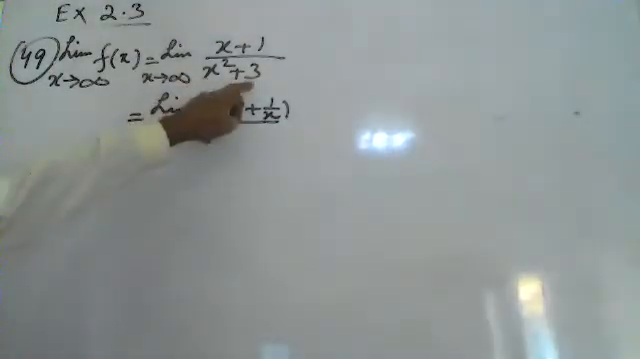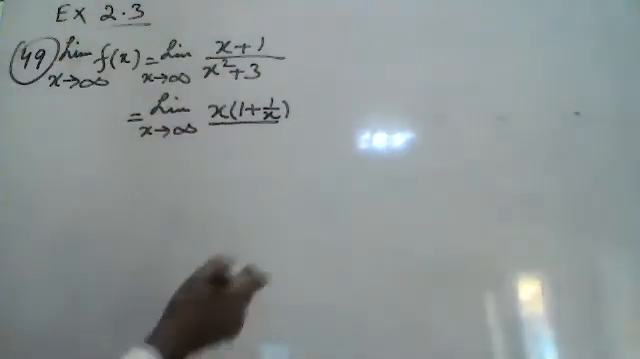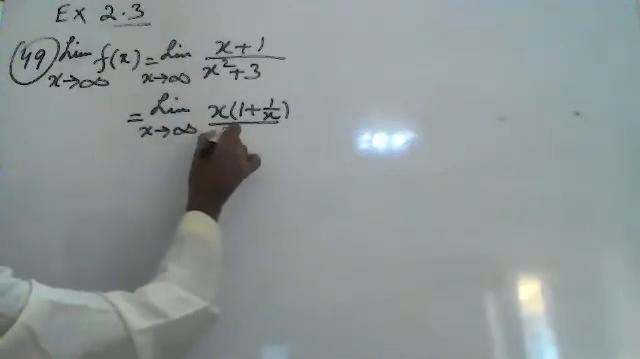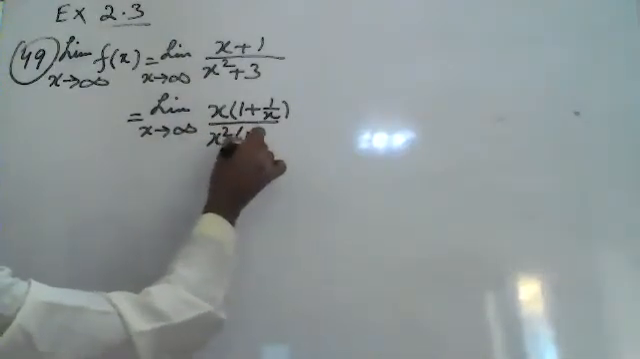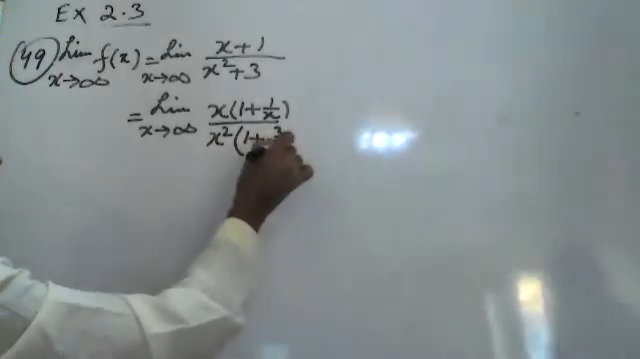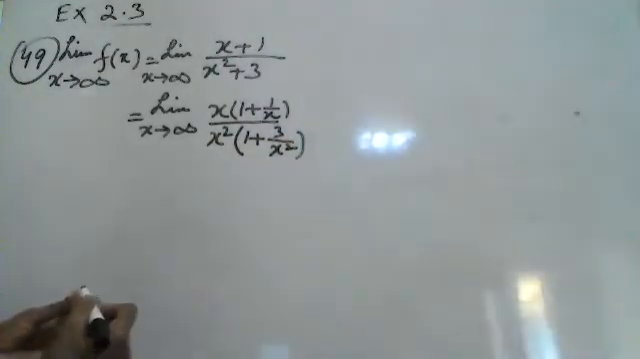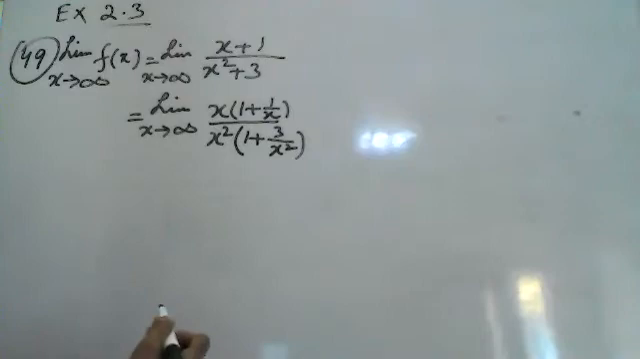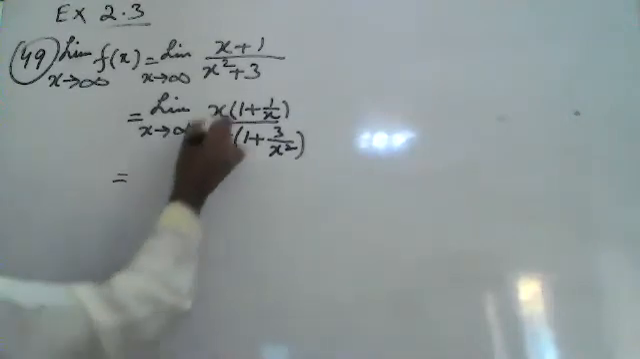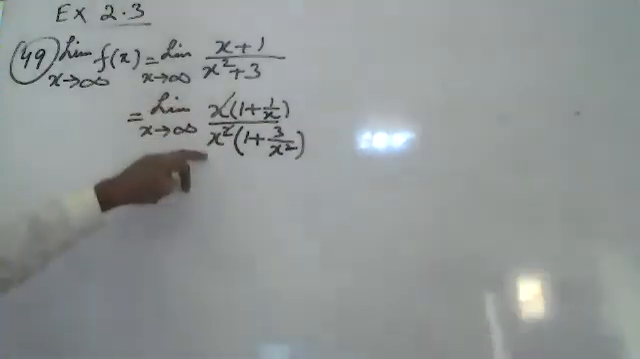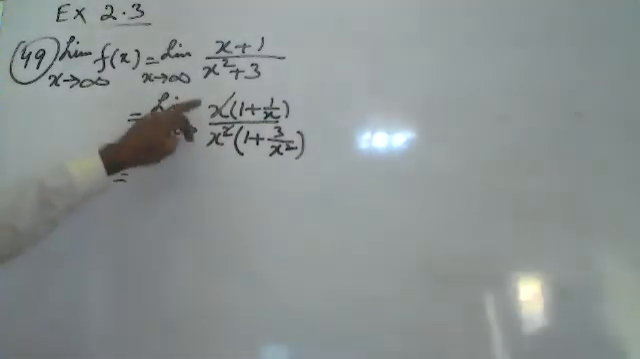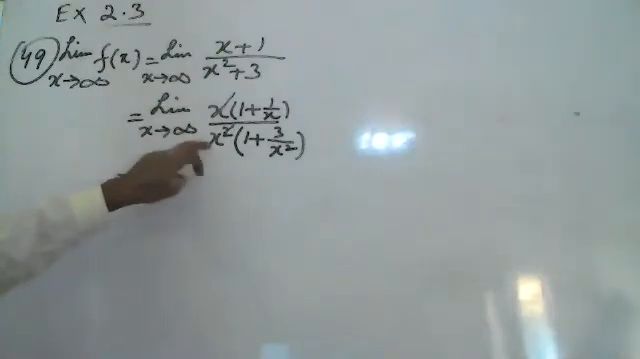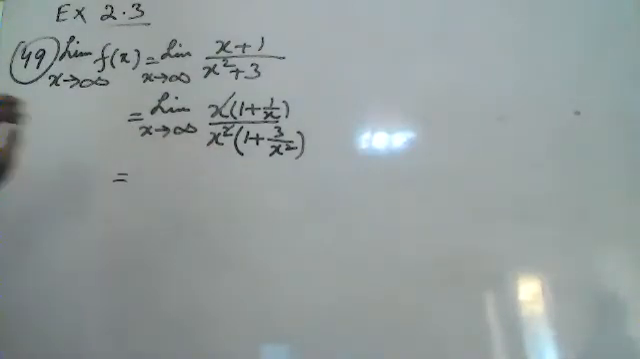And from here, x square is common. I told you the maximum power. 1 plus 3 over x square. Now x is common, so 1 x is cancelled. This is x square, so 1 x is cancelled, and only x is left in the denominator.